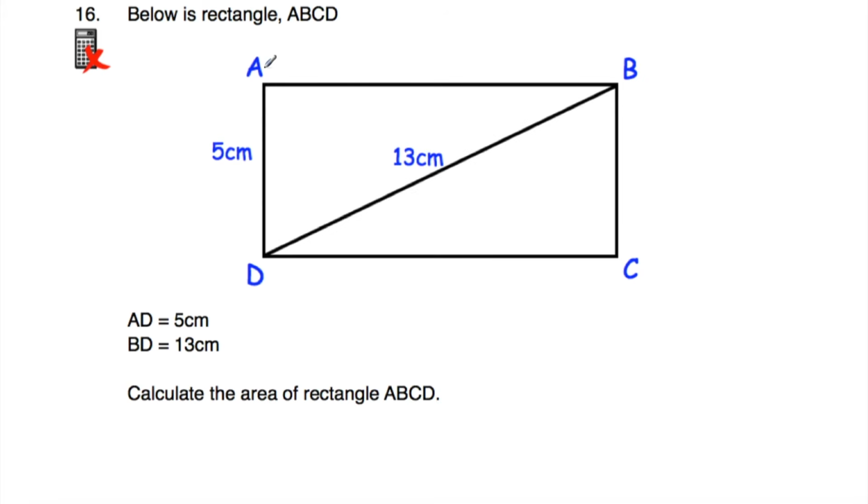So we've got this rectangle, ABCD, and we're told that AD is 5 centimeters. We're told that BD, the length of the diagonal of the rectangle, is 13 centimeters. I've been asked to calculate the area of rectangle ABCD. So we want to find the area of the rectangle. So if we know the width of the rectangle, this AD is 5 centimeters. If we can find the length of it, we can do the length times the width to find the area of the rectangle ABCD.